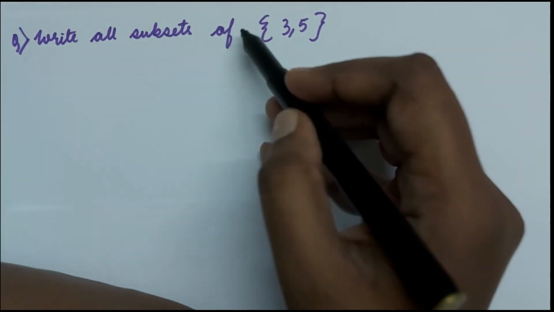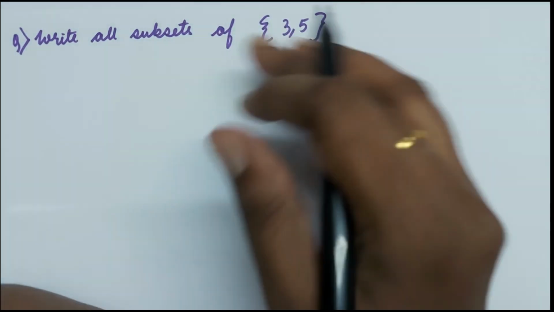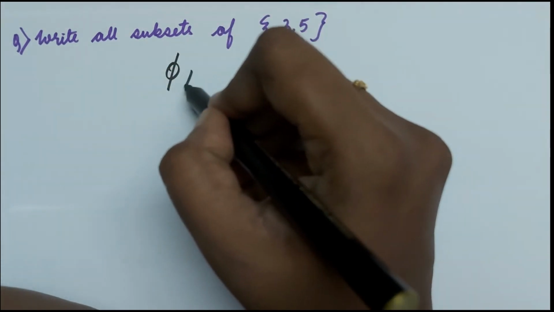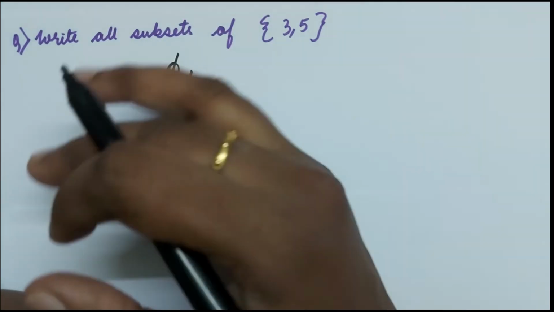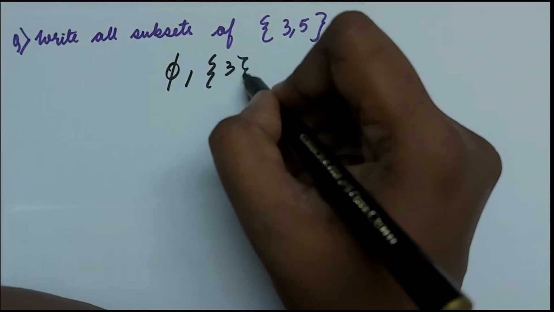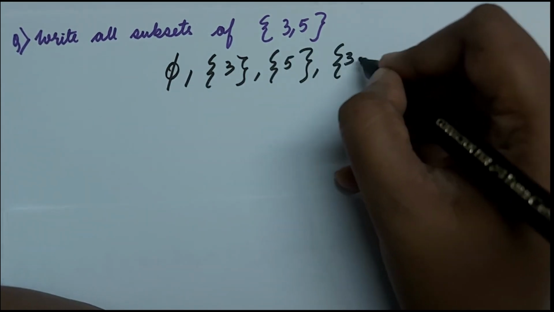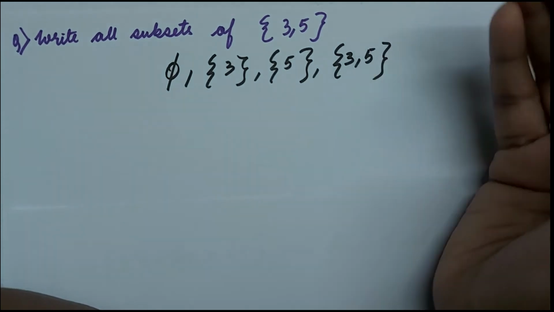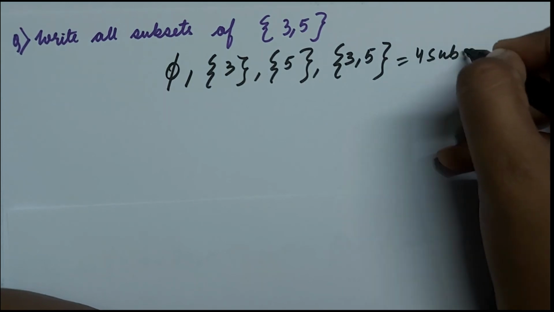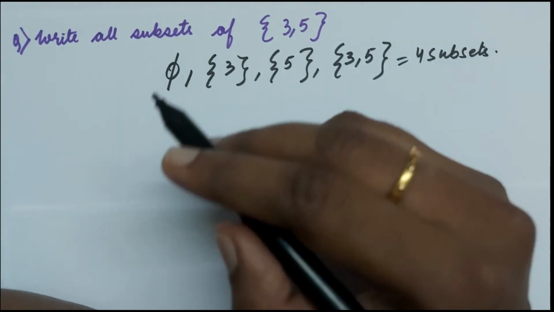Now write all the subsets of {3, 5}. How do I write the subsets? Every set has one set that is common to it, that is the empty set. Then we separate each element of the set to create a subset of it. Because there are two elements, first we will write 3 as a single set, 5 as a single set, and then we will combine the numbers, that is {3, 5}, because {5, 3} is also the same. So these are the 4 subsets that we can create from this given set. Every set has the empty set as a part of it.